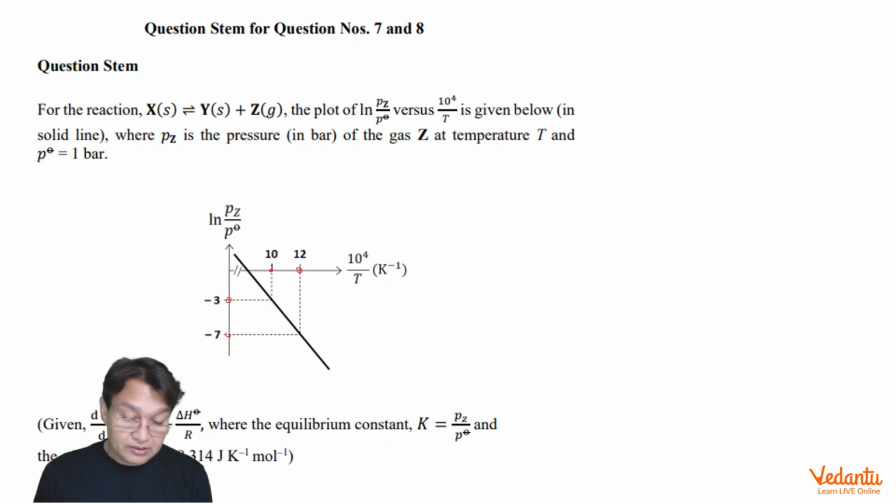Pz is the pressure in bar of the gas Z at temperature T, and P naught is equal to 1 bar. So obviously that's the equilibrium pressure, and the graph is a straight line graph, and it has been given that d ln K upon d(1/T), as you can see here, is equal to ΔH naught upon R. So we have to use this information to calculate ΔH naught and ΔS naught.